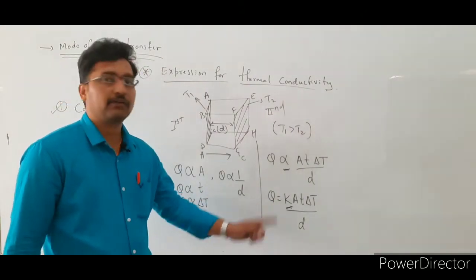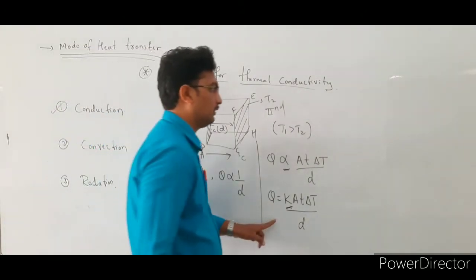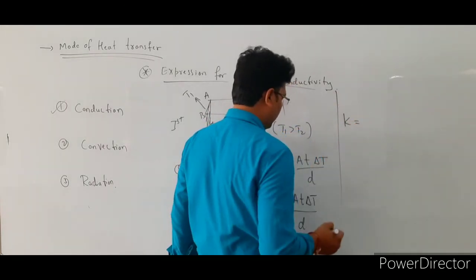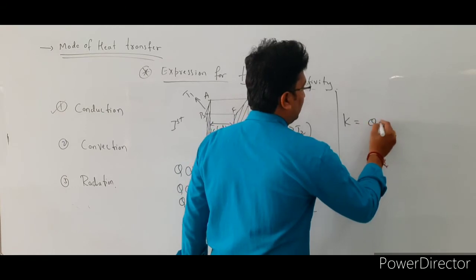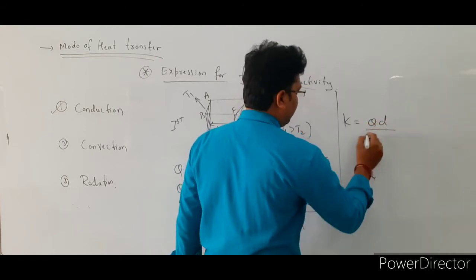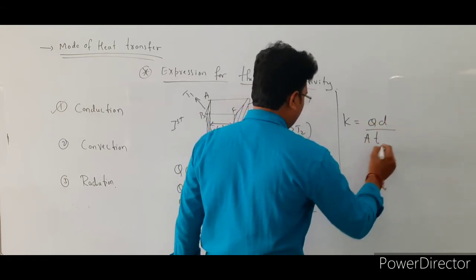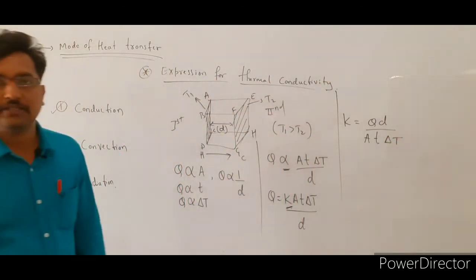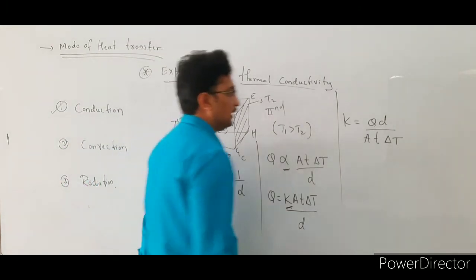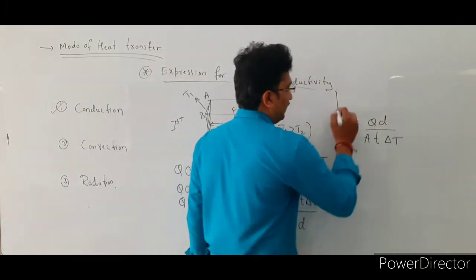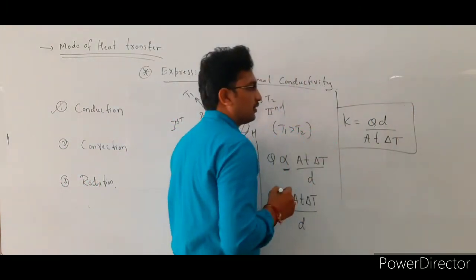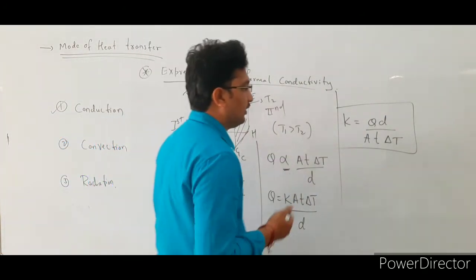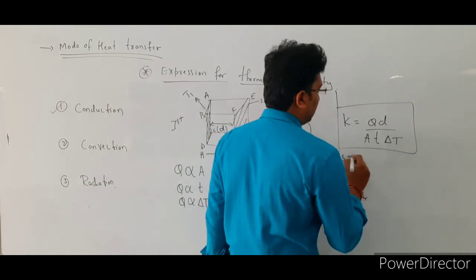K indicates the coefficient of thermal conductivity. So from this relation, K is equal to Q into d divided by area into time into change in temperature. Okay, so then what is the SI unit of this K value? This expression is used to find the coefficient of thermal conductivity. Then what is the SI unit of this coefficient of thermal conductivity?